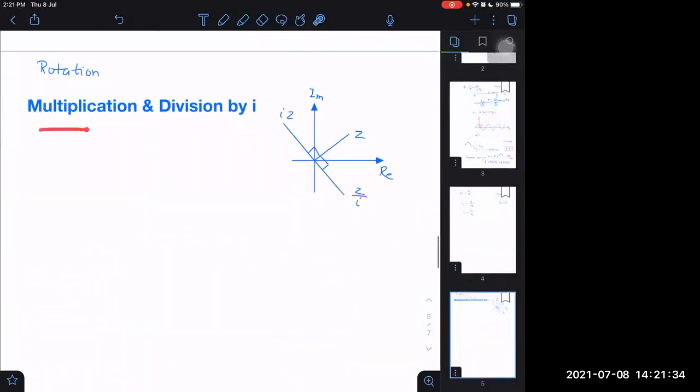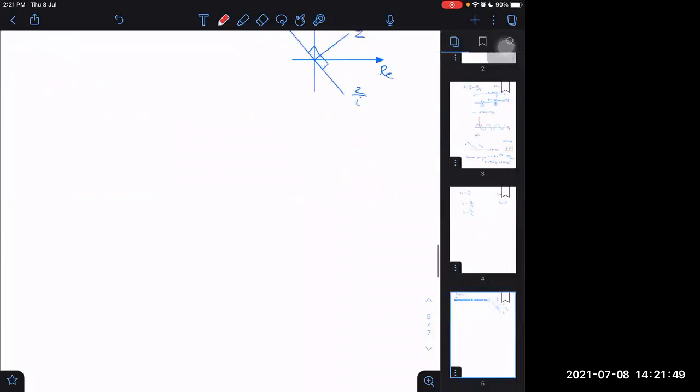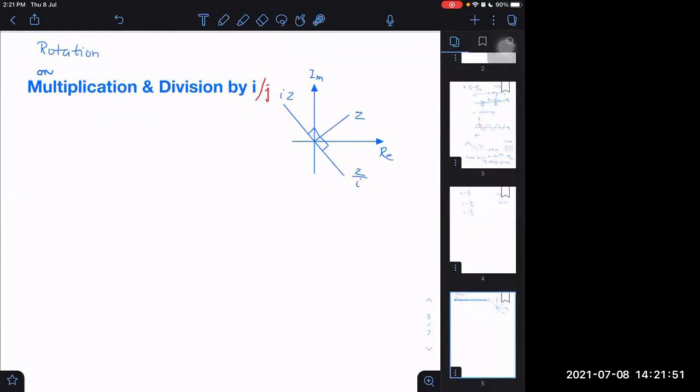And do you know this thing? Rotation on multiplication and division by iota. Do you know that or not? Have you done complex numbers or not? First, you tell me. Yes, sir, completed, sir. By multiplying by i, it rotates in which direction? 90 degrees clockwise.